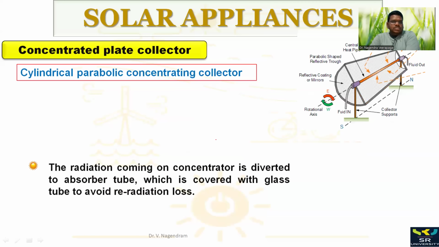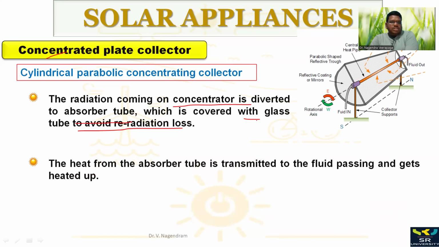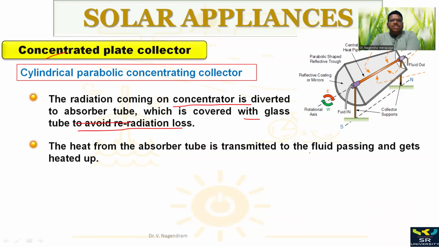So we can discuss this again. What happens here? The radiation coming on the concentrator, as I mentioned, is diverted to the absorber tube, which is covered with a glass tube to avoid re-radiation loss. As I mentioned, we will have a good absorber plate around this one, in black color, over the pipe, towards which the radiation is diverted. The heat from the absorber tube is transmitted to the fluid passing through, so the fluid inside gets heated in this case.